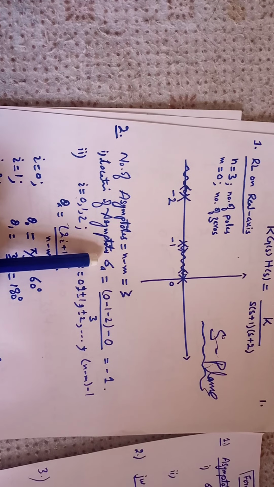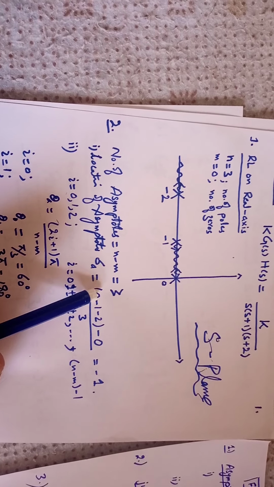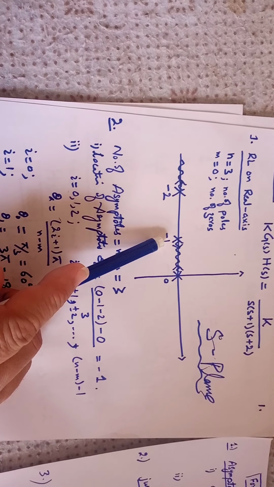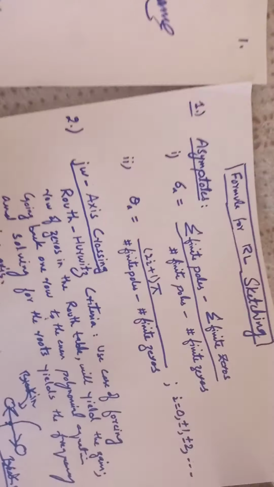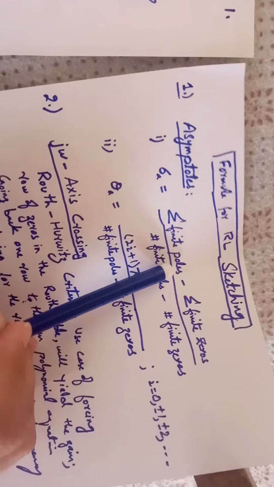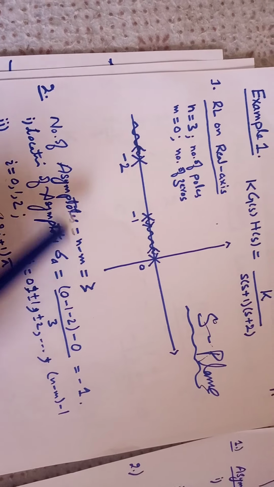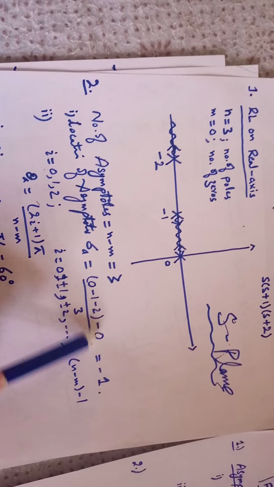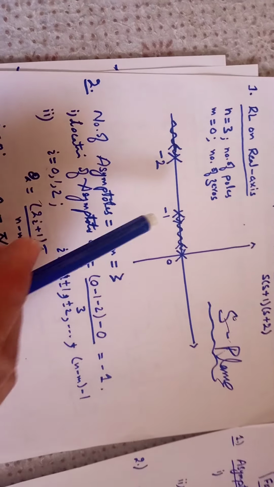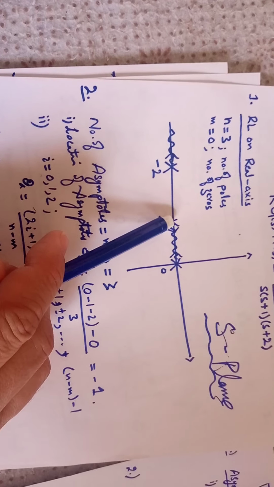Now, the location of the asymptotes, how do we do it? What is the location of the first pole? It is 0, we put 0 here. Then minus, what is the location of the second pole? -1. Third pole -2. Because we already discussed this formula: finite poles minus finite zeros. Look here, the locations of poles 0, -1, -2 divided by 3 minus 0, there's no zero, so the result is equal to -1.